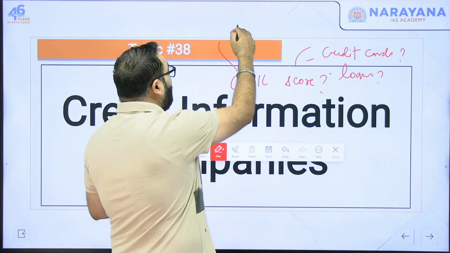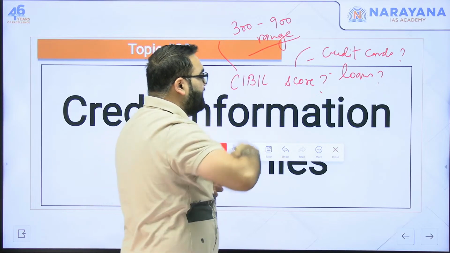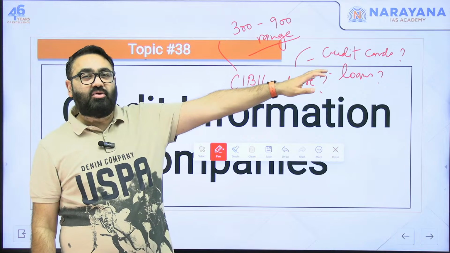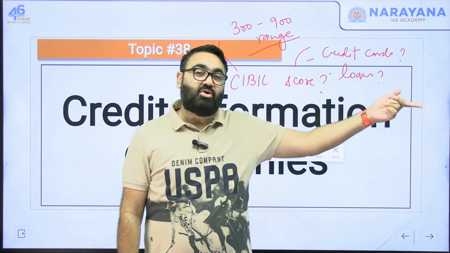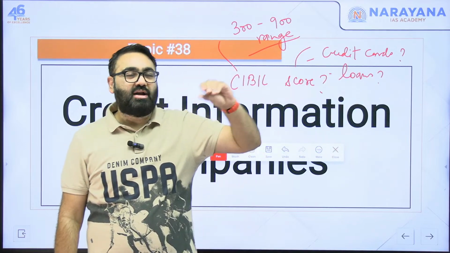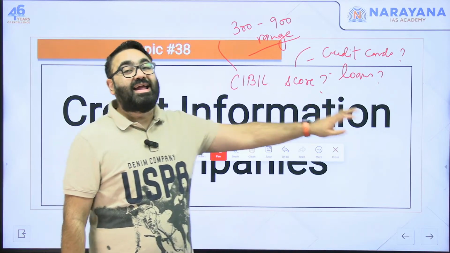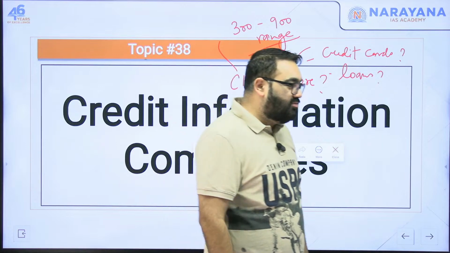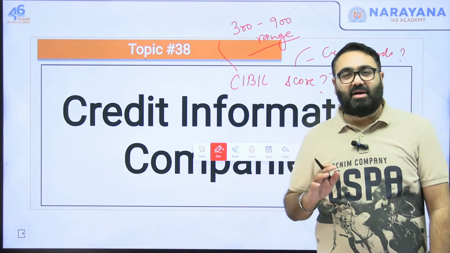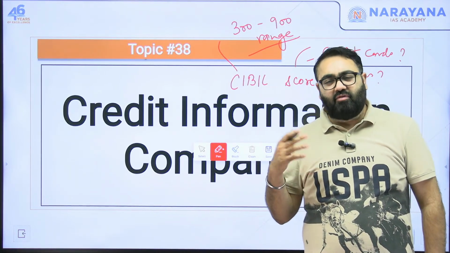For example, the range of CIBIL score is 300 to 900. That is their range. So the higher score that you have, more are the chances that you will get a loan, and the higher score that you have, more are the chances that you will get a loan at a better rate of interest. Because for example, if you have a CIBIL score of over 800, that means the bank now knows that you are very, very likely to pay the money back, there is no issue with that, and the bank will be willing to offer you a lower rate of interest.